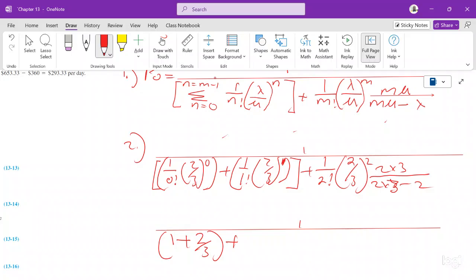That's wrong. Two times 3 minus 2. Oh, there's a bracket there. All right, it's 1 over 3. So this wasn't supposed to be this long. And 1 over 3. Then 1 plus 1 over 2 plus 1 over 3.